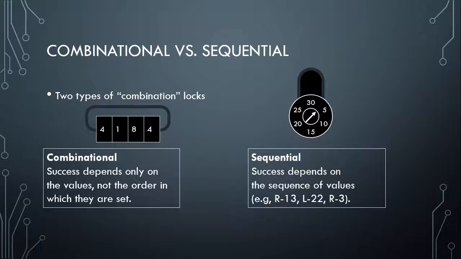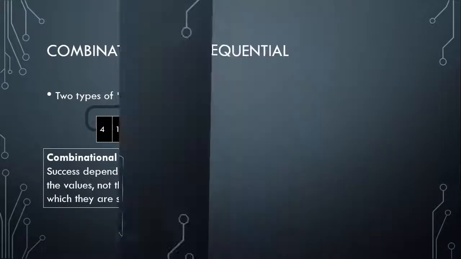With the sequential lock, success depends not just upon the numbers, but upon the sequence of how you do it. So, for example, right 13, left 22, right 3, then the lock will open. The other lock doesn't have a differentiation between right and left. All it wants is the numbers to line up. And this is very important when you start looking at things like, for example, privacy and security issues and stuff like that, because you want your numbers not just to match, you want them to be in a certain sequence.